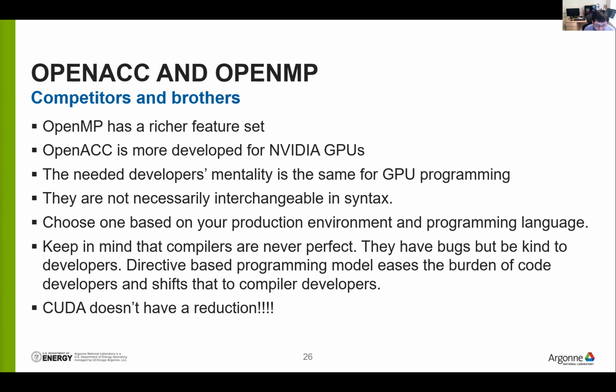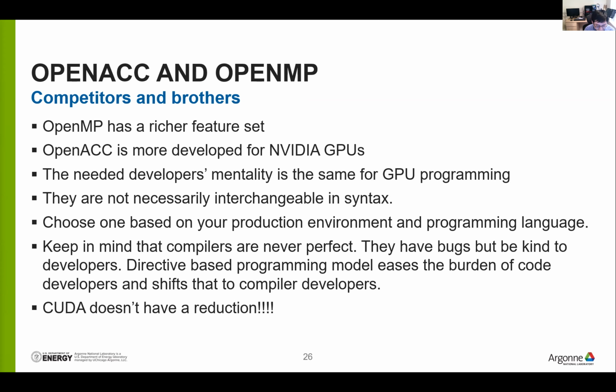So choose one based on your production environment and programming language. The status for C and Fortran is not equally the same. Keep in mind, compilers are never perfect. They are written by humans, and they have bugs.